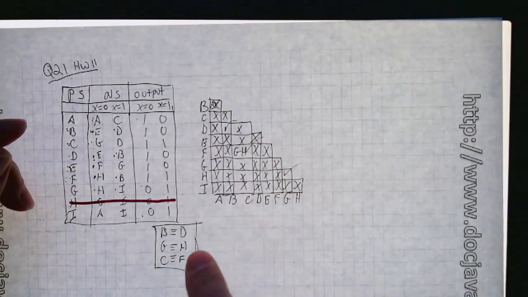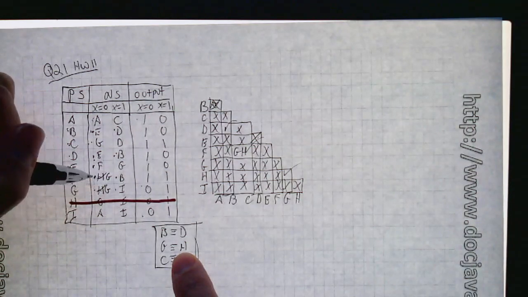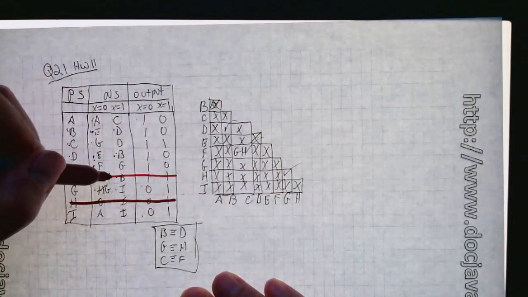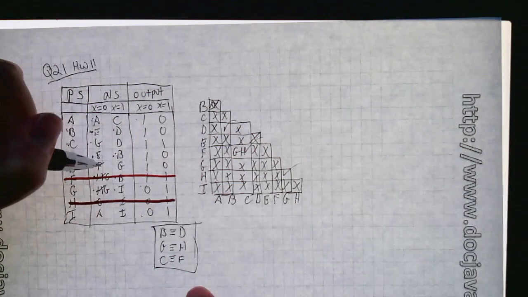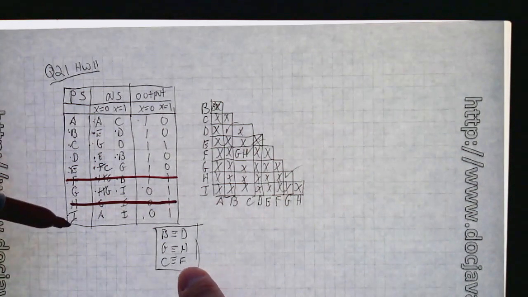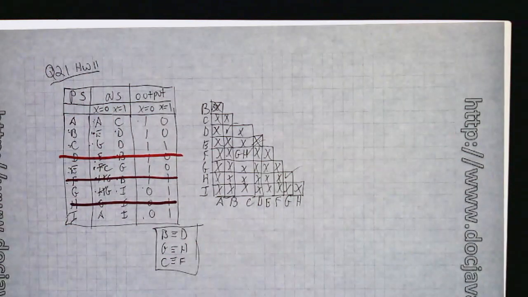So I was just about to wipe out H, and everywhere I found an H, I was going to put in a G. And then I was going to wipe out F, and everywhere I found an F, I was going to put in a C. And then I'm going to wipe out D, and everywhere I found a D, I was going to put in a B.